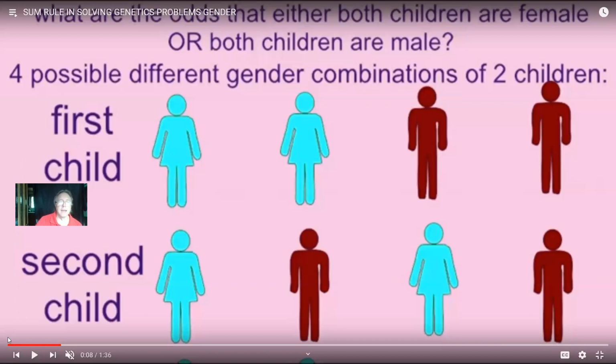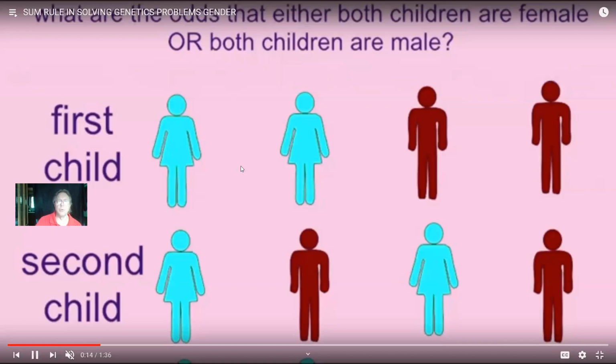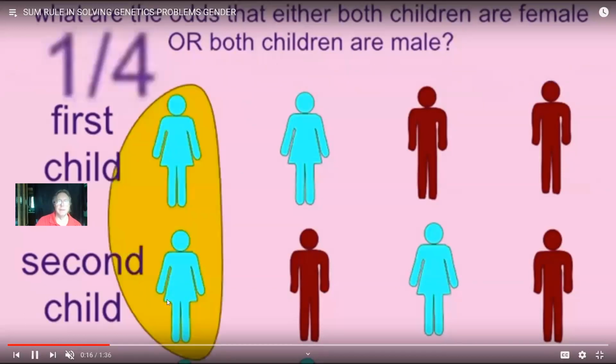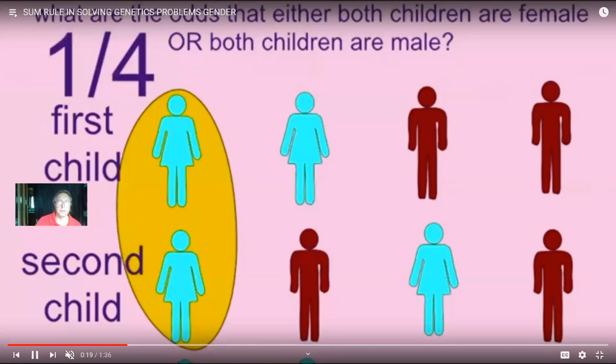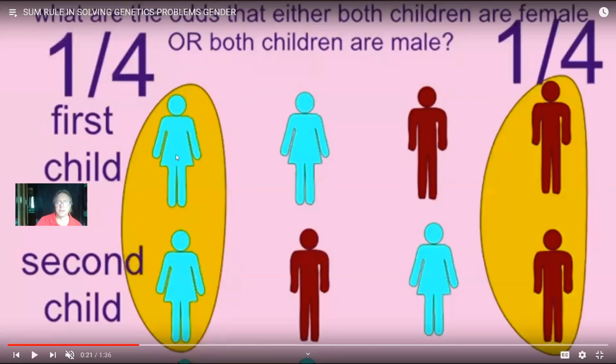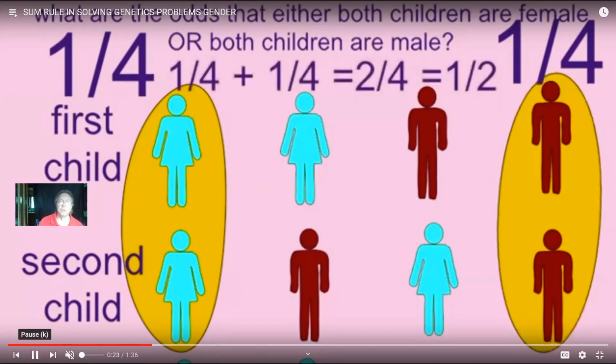Okay, and so what are the odds that the first child will, say, both be female? Well, that's 1/4 of the time. So 1/4 of the time, the first child is female and the second child is female. A quarter of the time, the first child is male and the second child is male. So what are the odds of having either of these two conditions?